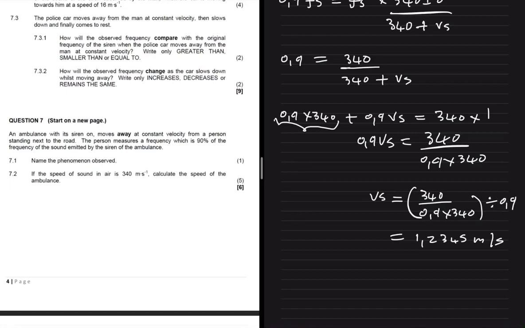This answer seems very fishy. It's so small. I don't know if I did something wrong, but yeah, let me just move on.